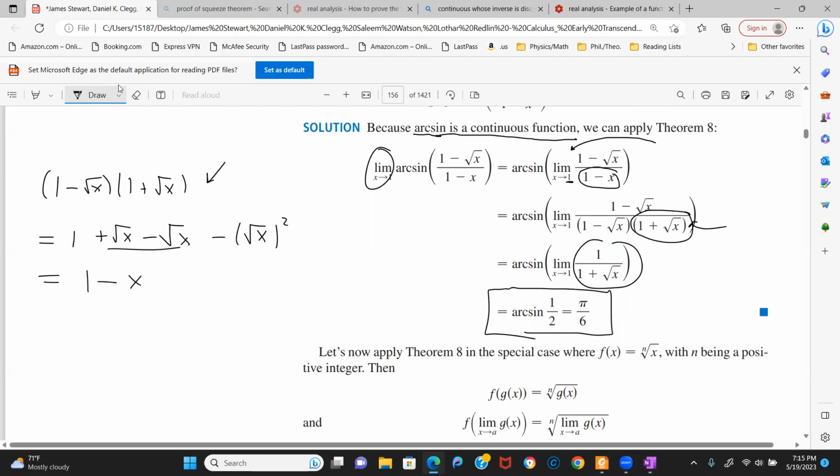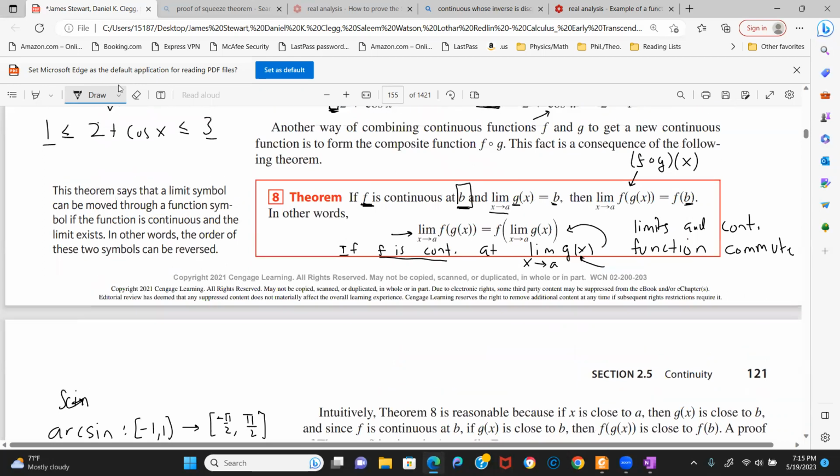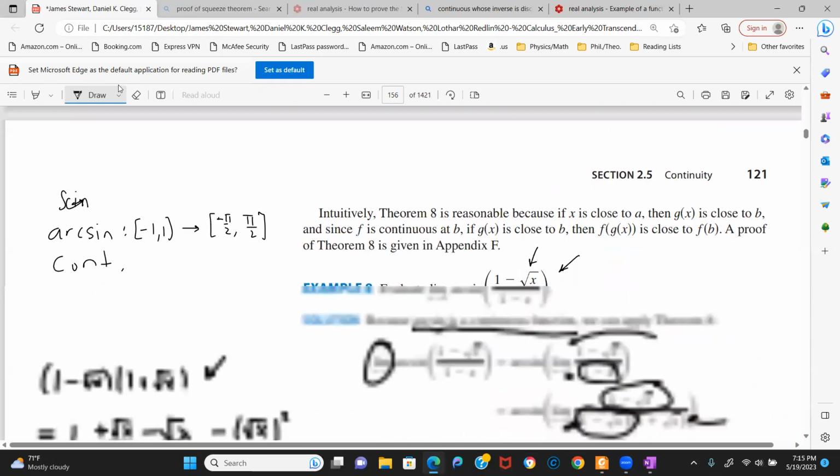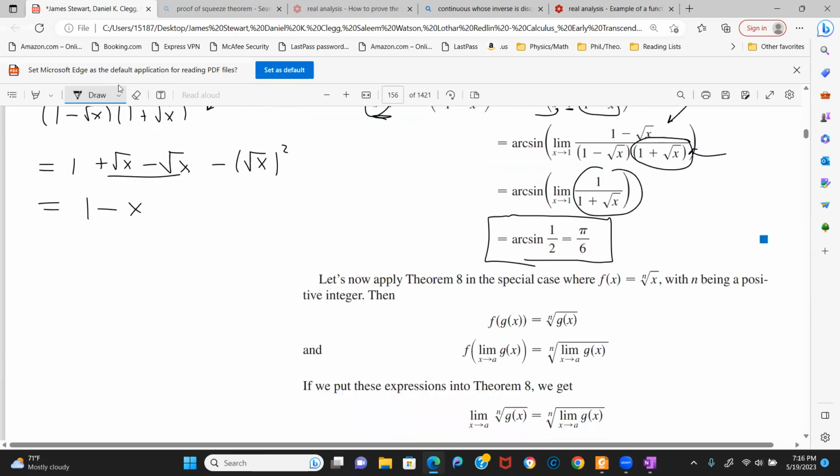So that's an example using this theorem here, theorem 8. Again, this limit commutes with arcsine because it's a continuous function on its whole domain. So you can just draw the limit in here like that, and then do this kind of crazy trick right here. I guess that wasn't obvious even to me.